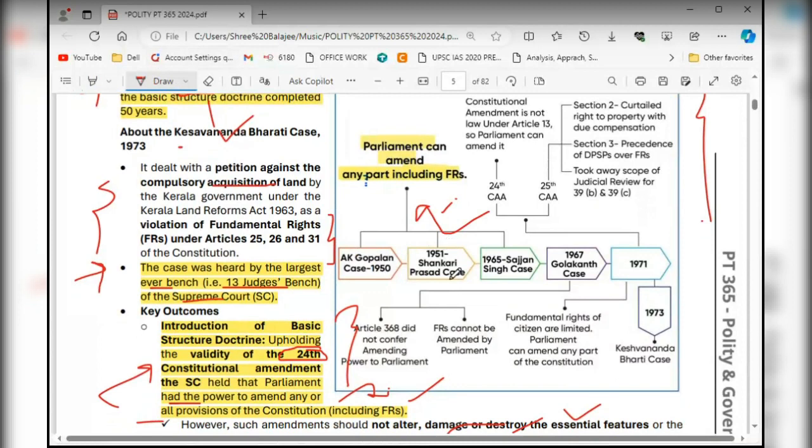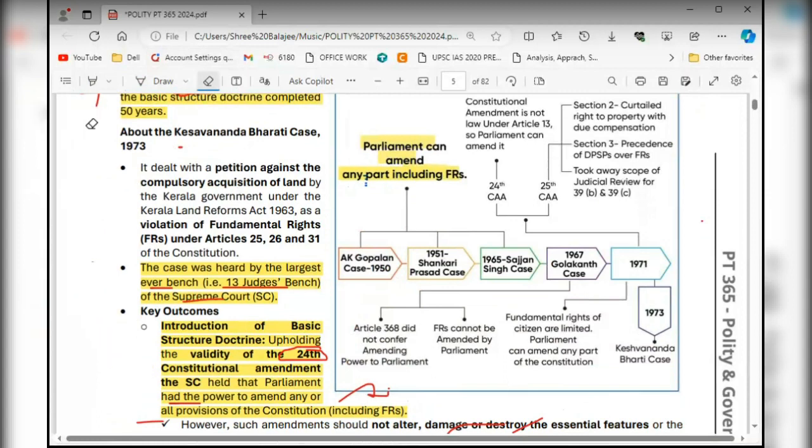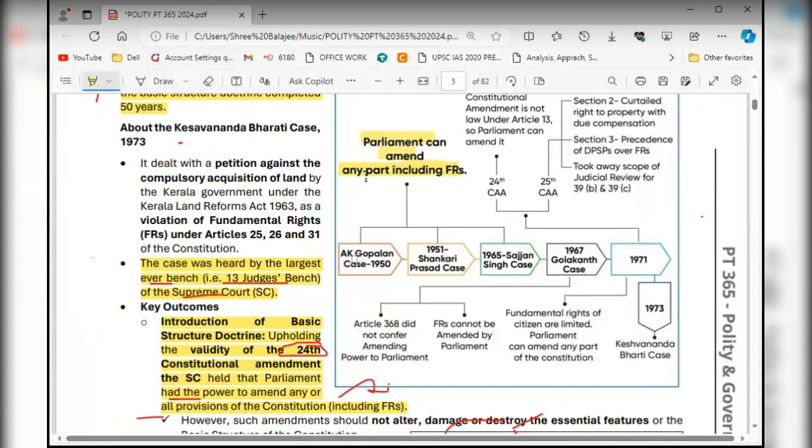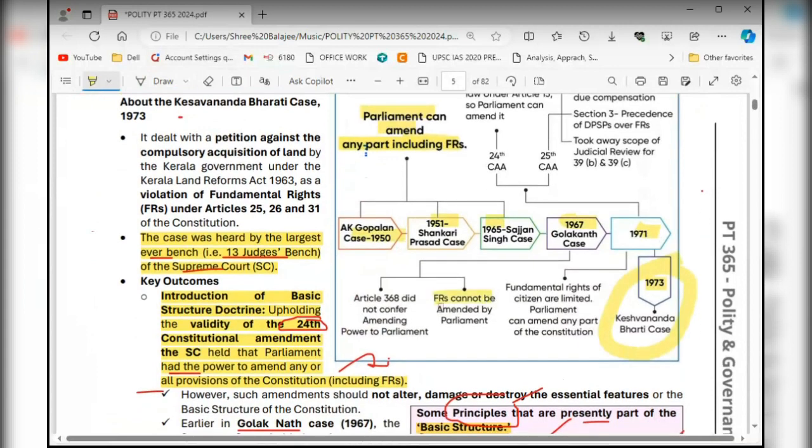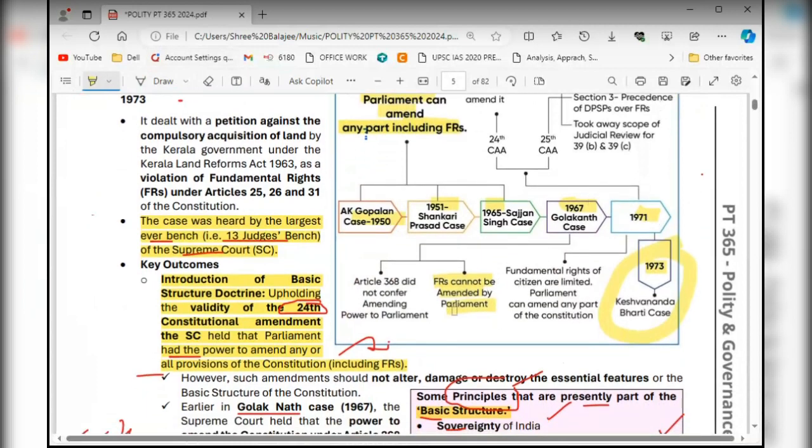Then we have certain judgments here, a kind of chronology given over here. Though this chronology is not that relevant for the UPSC, I would say, for the state government exams it is really important. They ask direct questions from this section, like arrange these judgments. So: A.K. Gopalan, 1950, Shankari Prasad, 1951, Sajjan Singh case, 1965, then 67, and then 71. In 71, we have the Kesavananda Bharati case, and this is the important case. And then, as per the judgment of the Golaknath case, FR cannot be amended by Parliament.